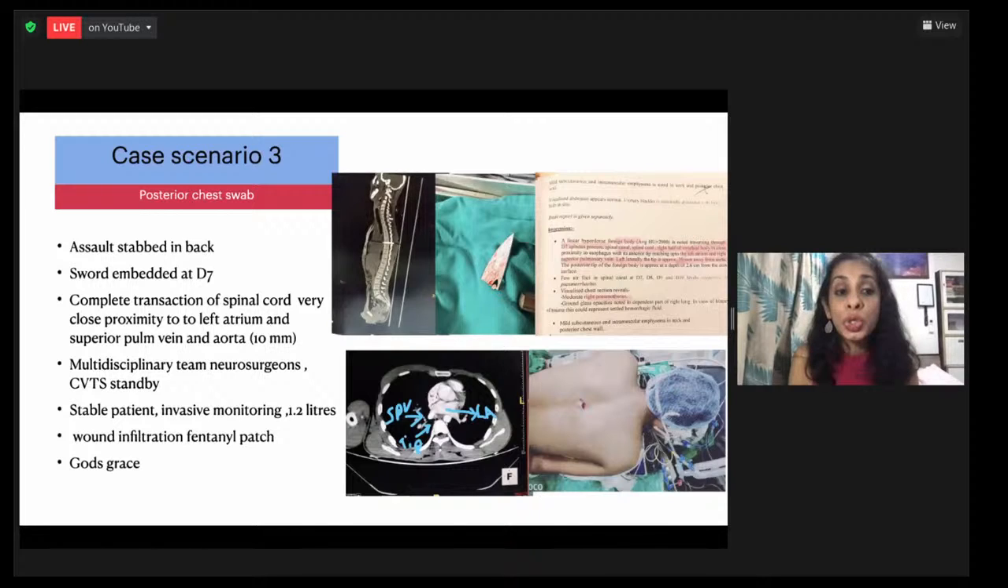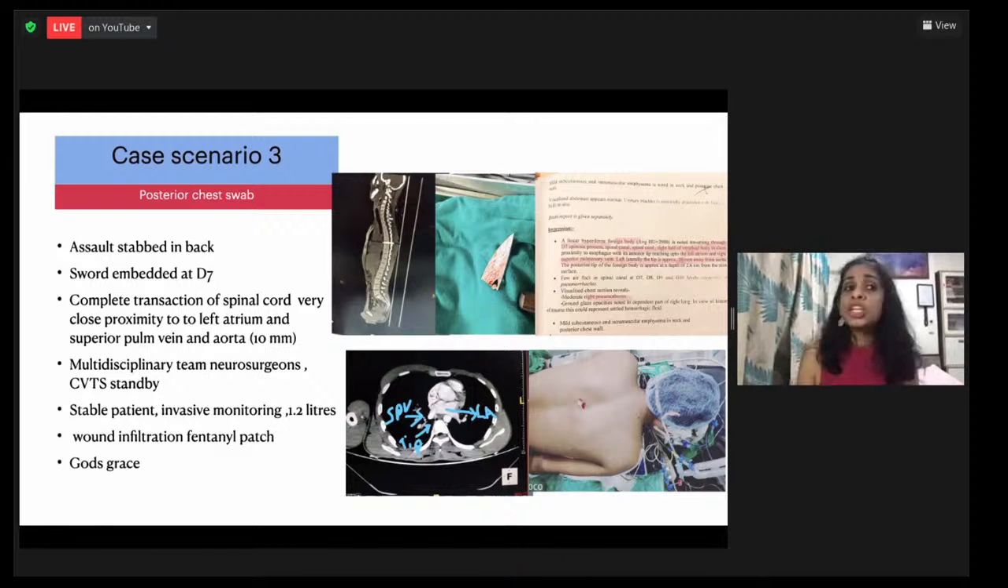We could shift him to the CT scan, and what we saw was that the tip of that sword was just 1 centimeter from the heart and the pulmonary vein. So the entire team was over there, the neurosurgeons. We had called the cardiovascular team also, because while retrieving the weapon, there could be a chance of injury to the heart and the great vessels.